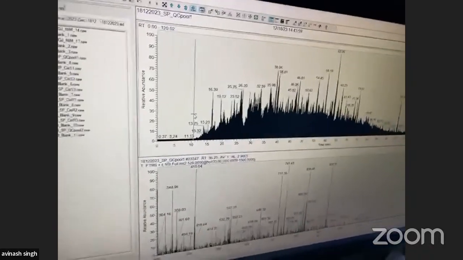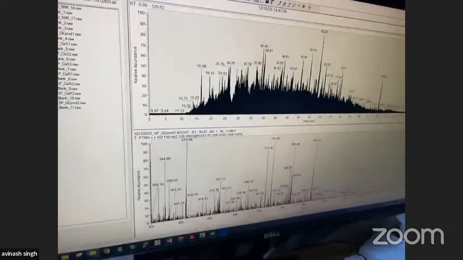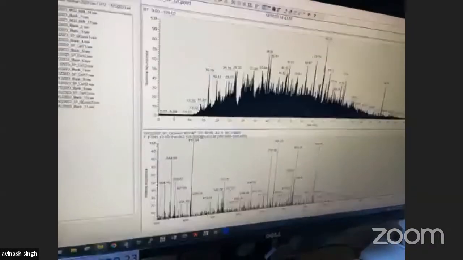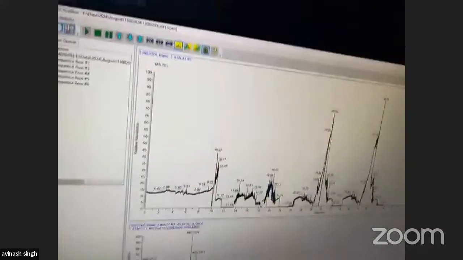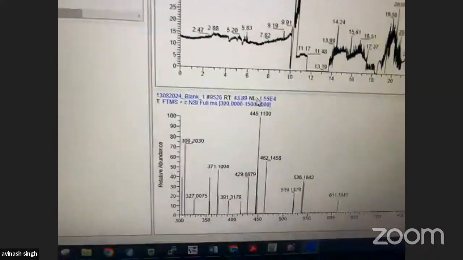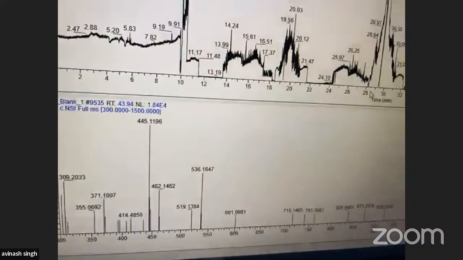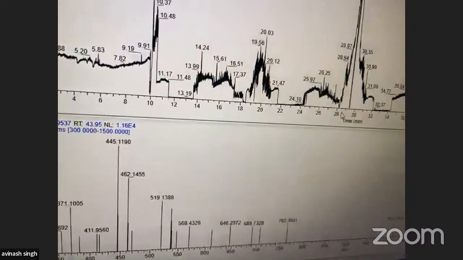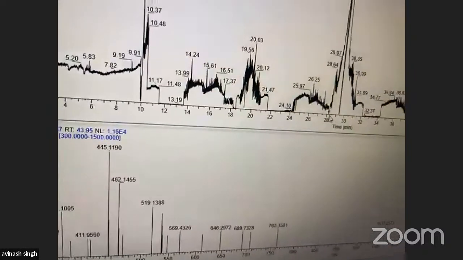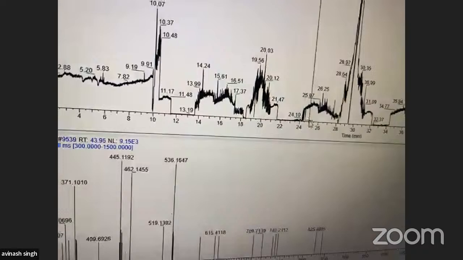We can also show you a live run going on for the blank sample. This occurs on the basis of the gradient time. For the blank we set a 60 minute gradient, and the time is now 44 minutes. You can see the upper panel is the chromatogram and the lower panel shows the fragmentation happening from the blank sample. This is all what we look for in the mass spec.